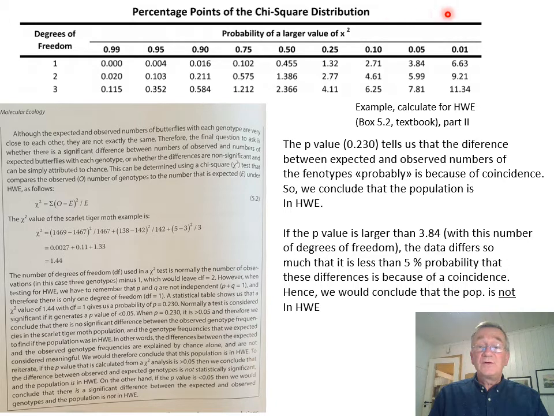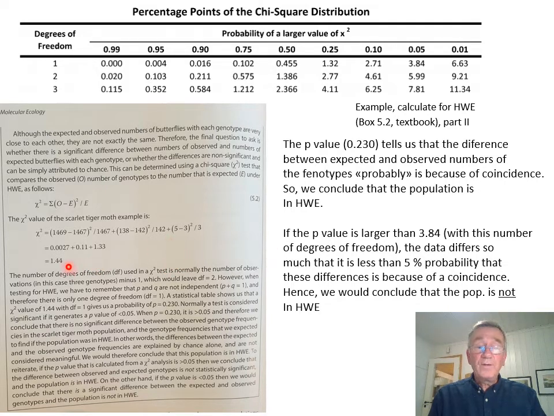I'm sure you have looked into such tables before, and there are also computer programs that can give the exact p-values. But we look at the degrees of freedom, which is 1 in this type of calculation, because we are only looking at 2 alleles, and if we know one of the allele frequencies, we also know the other allele frequency, because they should add together to 1.